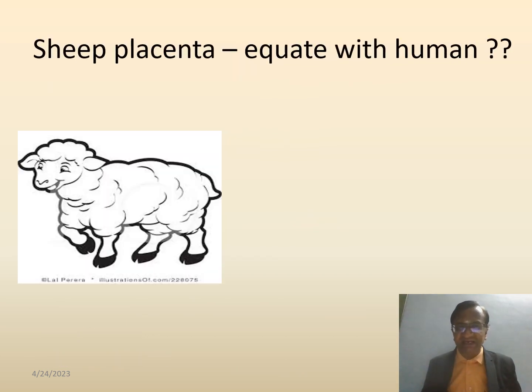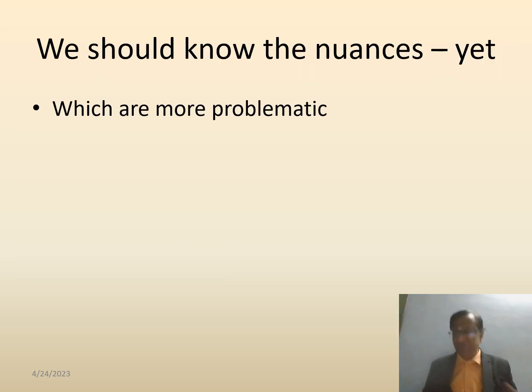So sheep placenta, all these studies, and can we equate with human? We should know these nuances. Placental transfer dQ by dT is equal to K into A into (Cm minus Cf) divided by thickness. Yes, we should know these nuances of transfer.